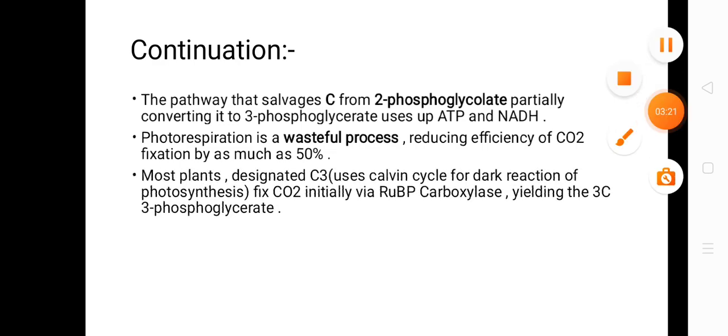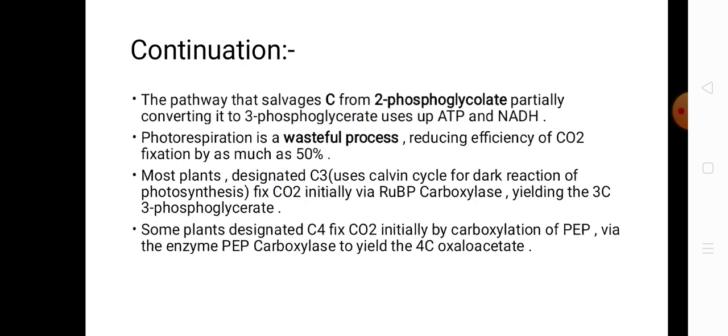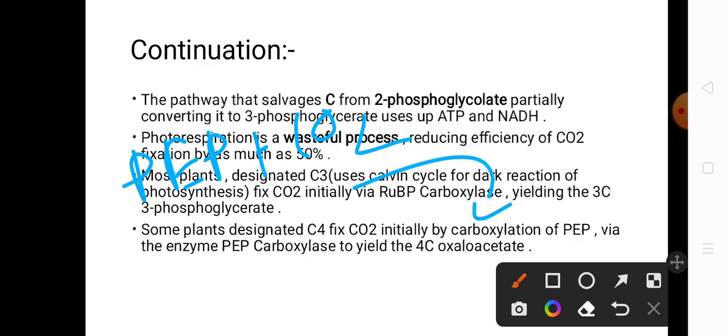There are some plants known as C3 plants that especially rely on RuBP carboxylase for the fixation of carbon dioxide. For them photorespiration is very bad, but there are some plants designated as C4 that have the extra ability to fix carbon dioxide with the help of an alternative pathway, and an alternative enzyme known as PEP carboxylase, phosphoenolpyruvate carboxylase, that fixes carbon dioxide with PEP, producing the 4-carbon oxaloacetate.